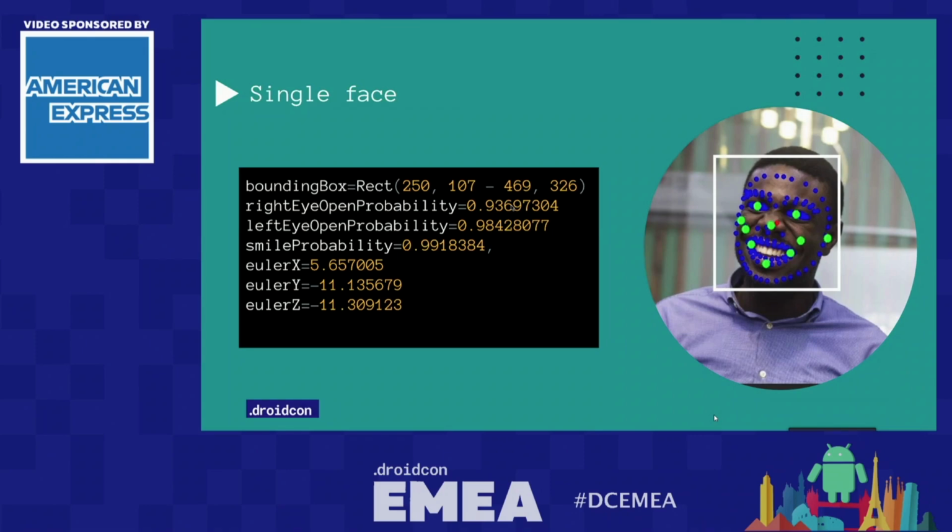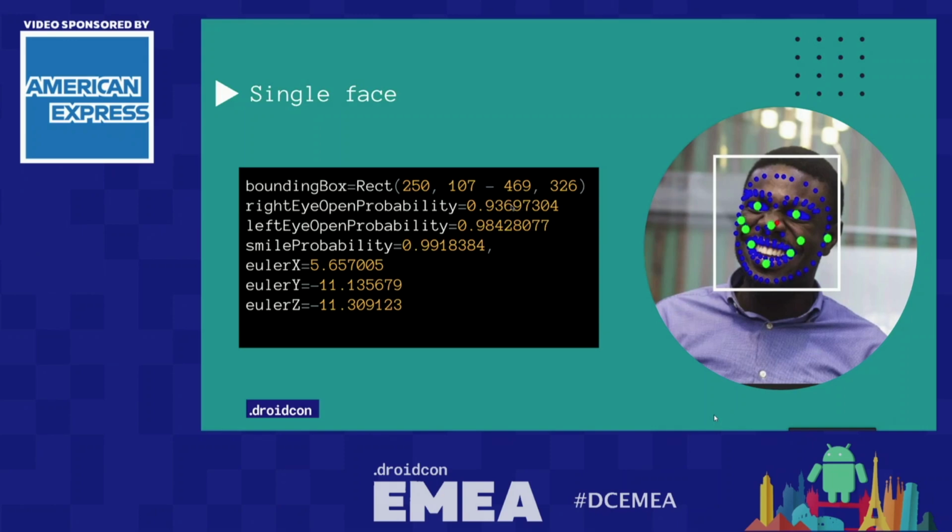And then the smile probability lets you know if this person is smiling or not. It's also a probability value from 0 to 1. The closer to 1, the higher the probability that this is happening. So for this face, I have a 0.99 confidence that this person is smiling. And then the Euler values, like I explained, the Euler X lets you know if the face is facing up or down.